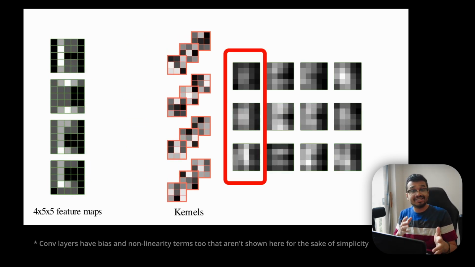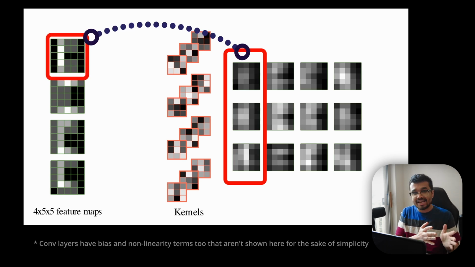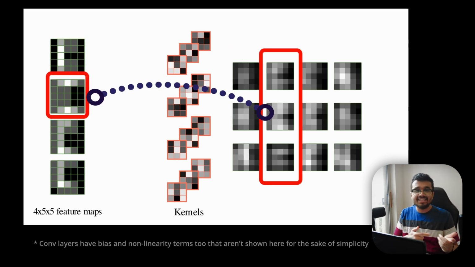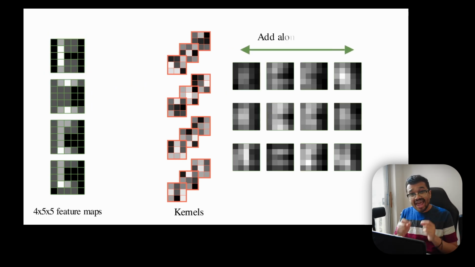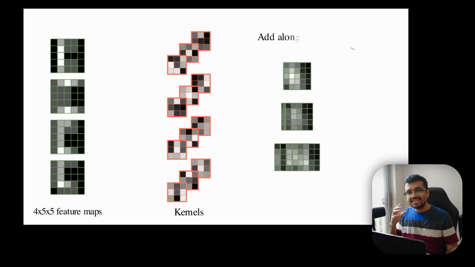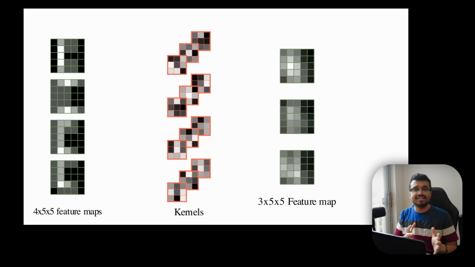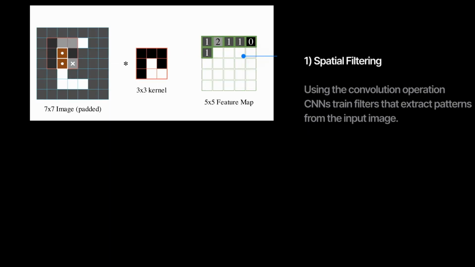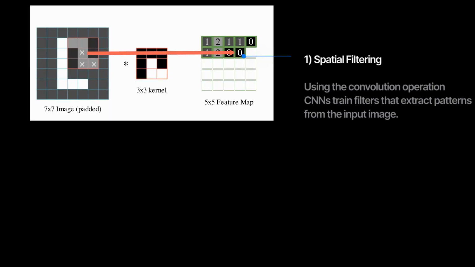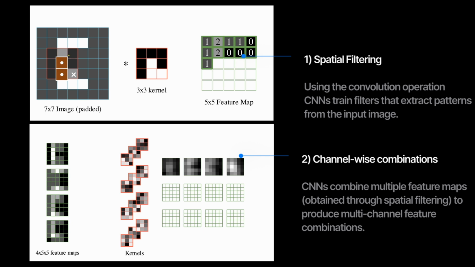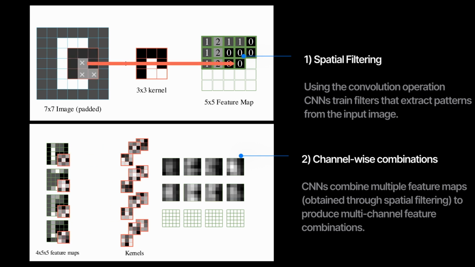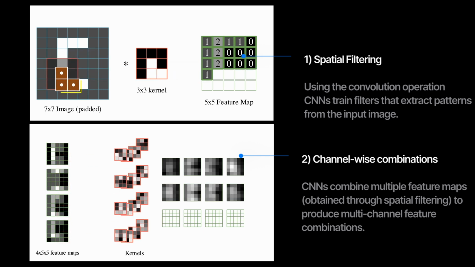Column 1 captures the different spatial properties from the first channel only, column 2 from the second channel, and so on. Finally, we will add all of these feature maps along the output axis, combining different projections of the input channels into a consolidated set of feature maps. And the main takeaway is that each convolution layer simultaneously does 2 things. 1, it runs spatial filtering with convolution. And 2, it combines the multiple input channels together and transforms it into a new set of channels.